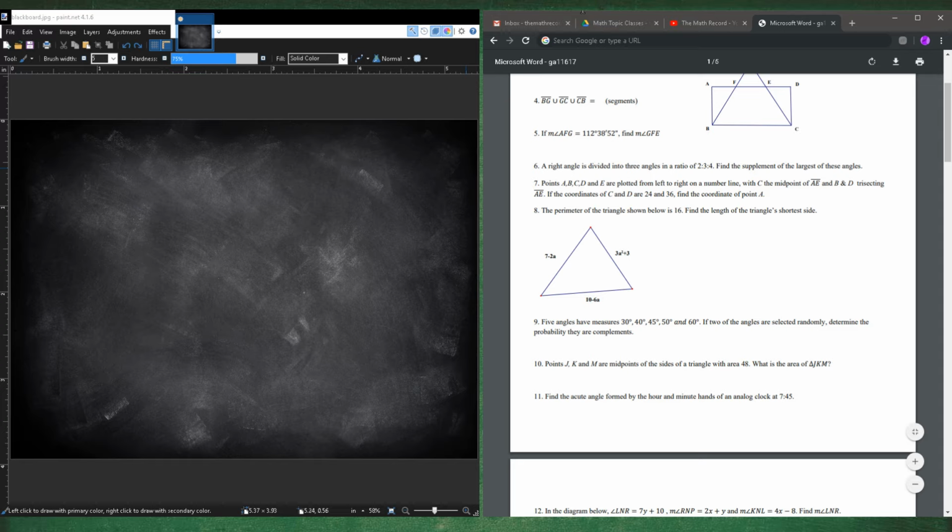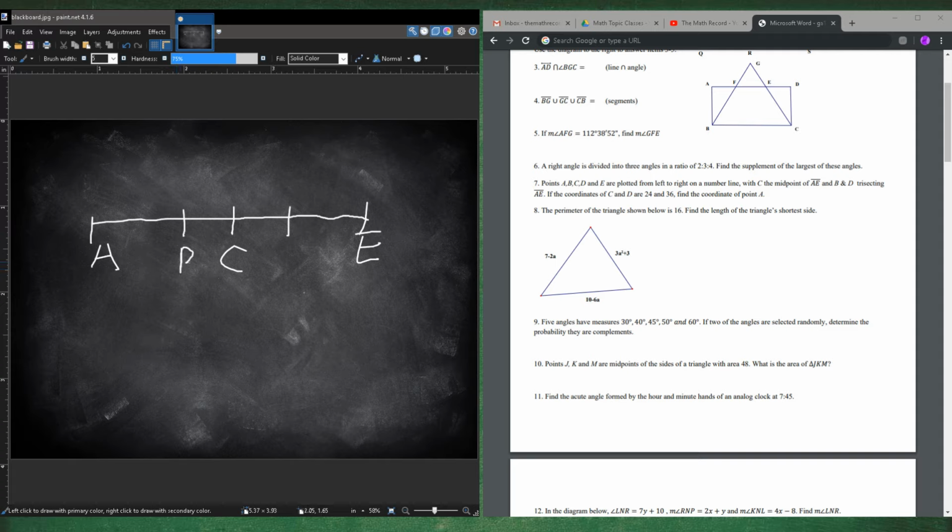And let's see what they tell us. C is the midpoint of AE. So right here, that's the midpoint, C. And B and D trisect AE. So it's going to be something like this. B and D. So since I already know what this is, because here to here to here is all trisected, that means this is 1/3 of the length. This is 1/3 of the length.